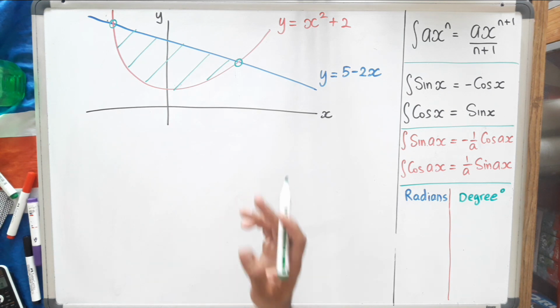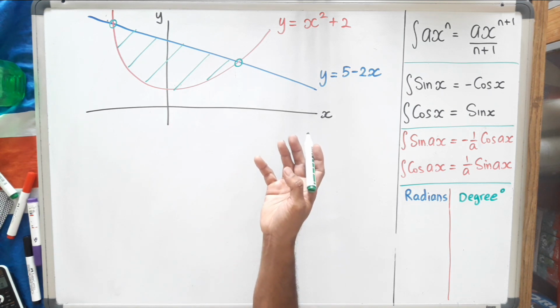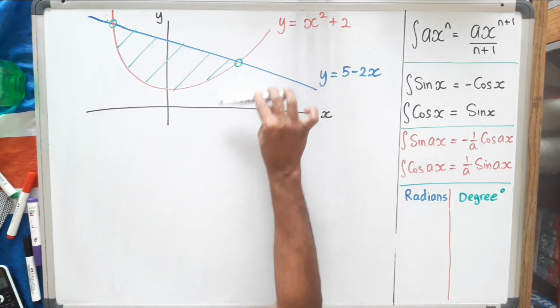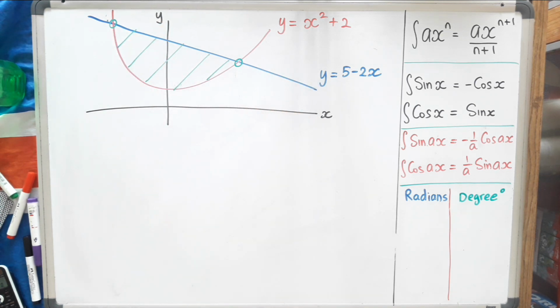Remember, the other questions didn't have a second graph. They were just asking you for the area between the graph and the x-axis. This one is in between two graphs. Now this question can come in an easy way or a very difficult, well, a little more difficult way.